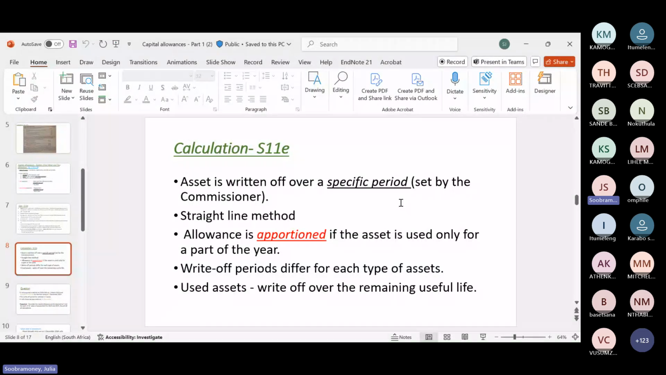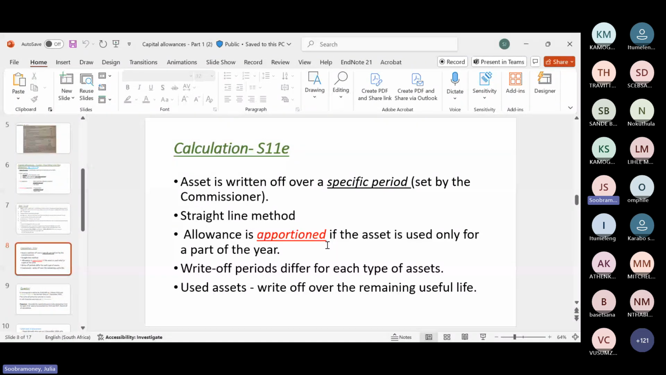We always use the straight line method. In the textbook, they also have the accumulated depreciation method. You don't have to worry about that. We always use straight line. Very important, we apportion for the year. So if you only use the asset for a portion of the year, you're only going to get a portion of the allowance. So let's say my year end is in December, and I only started using it from the 1st of August. You will only get August, September, October, November, December, 5 months worth of allowances. The write-off period is different for each type of asset. I already mentioned, I will give you that information.